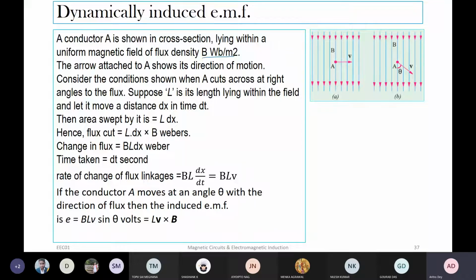Here we have given an example: this is a magnetic field, and A is the cross section of a wire or conductor lying within a uniform magnetic field of flux density B Weber per meter square. The arrow attached to A shows the direction of motion, and you will get the direction from Fleming's right hand rule. If the arrow is given, so the direction is there, then this is your right hand.